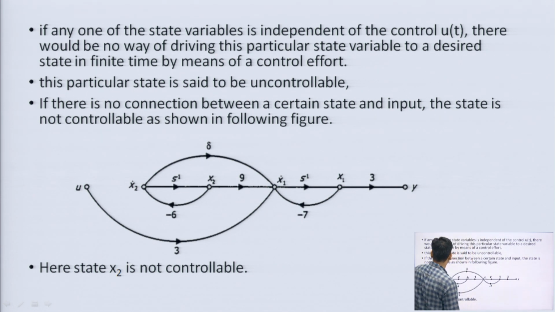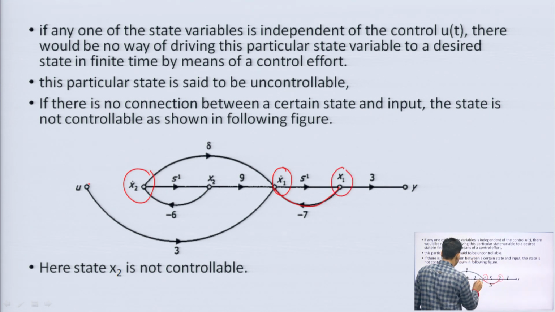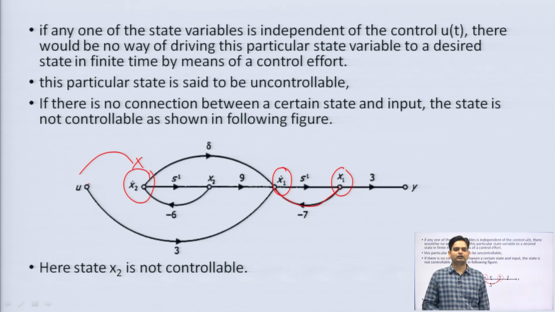Here an SFG is given. You can say this is my x2 dot, and this is my input u. The input u can reach the x1 state vector and the derivative x1 dot, but it can't reach x2 and x2 dot. There is no path. It means my input is not going to affect my state variable x2 dot. So, we can say x2 dot is not controllable. It means if I apply input, it will not change.